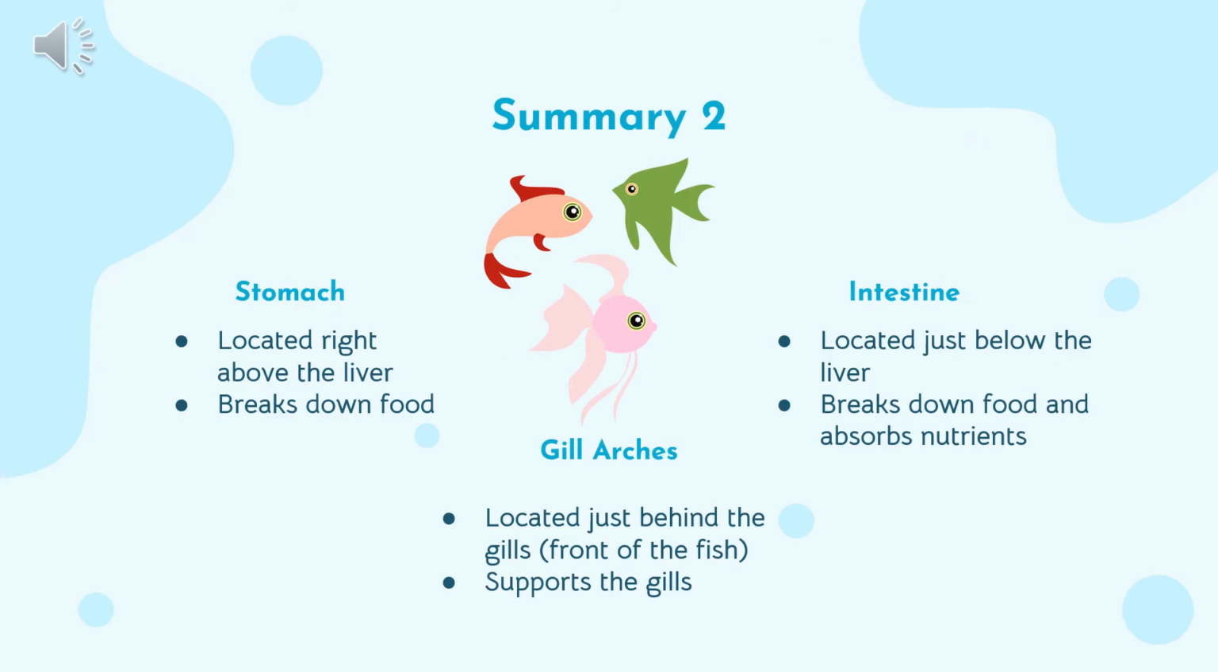Next up is the stomach, which is located right above the liver, and it helps to break down food for digestion. The intestine is located below the liver, and it receives the broken down food from the stomach to continue the digestive process, as it breaks down the food even more and absorbs key nutrients. What isn't absorbed is excreted as waste. Lastly, we went over the gill arches, which are located right behind the gills at the front of the fish. They help to support the gills so the fish can obtain oxygen and essentially breathe properly.